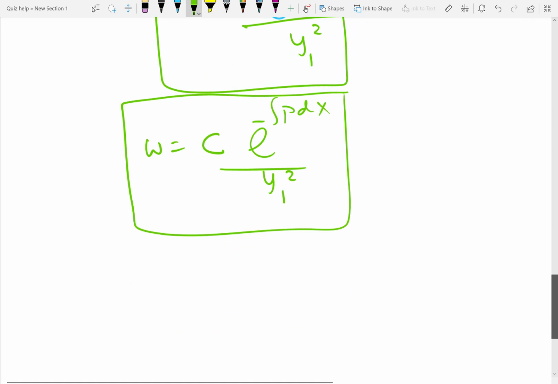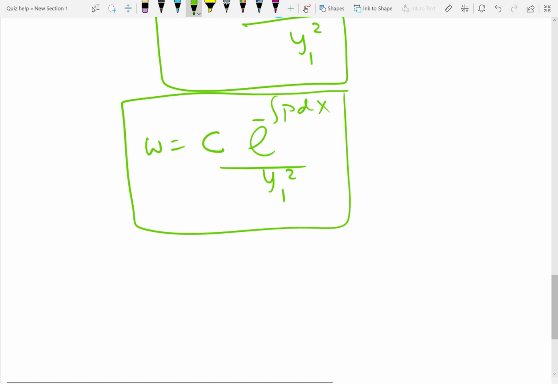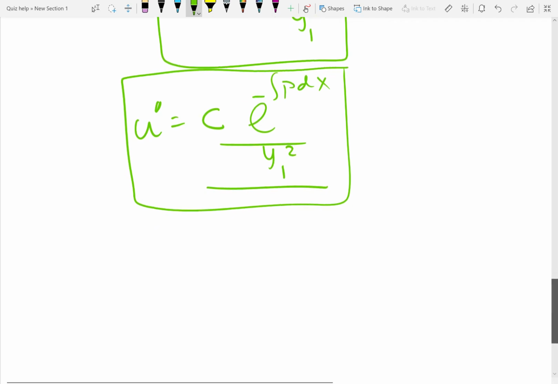Now, what we need to do is, we know W is U prime. Our goal is to find U, right? You know the derivative of U. How can you find U? Integrate, right? If you want U out of U prime, you have to integrate U prime. So we will integrate this term once more with respect to X.